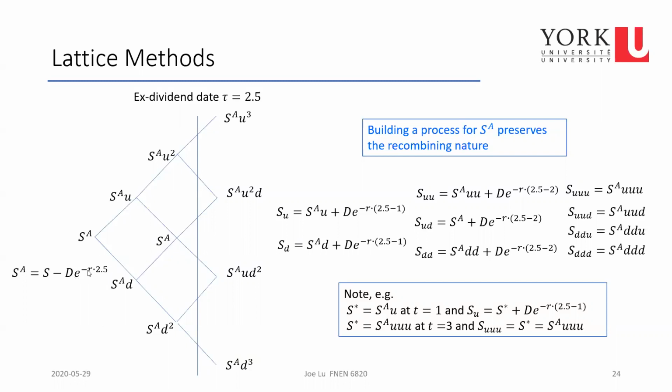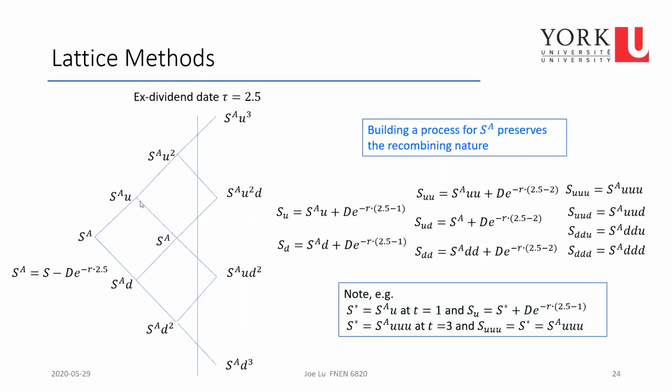Then that's the present value of the known dividend 2.5 years from today, and taking the present value of that, our current S price is already subtracted by this dividend payment. Then whatever is left, which is this SA, is the stochastic component of it. Now we're building a tree for that.